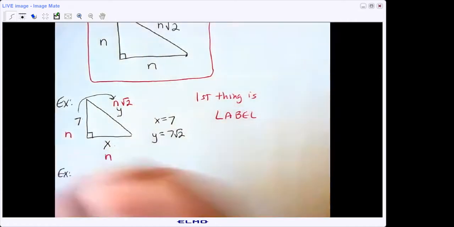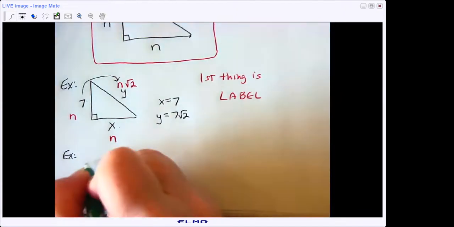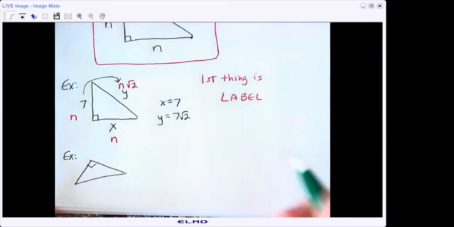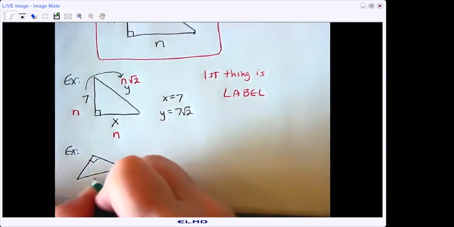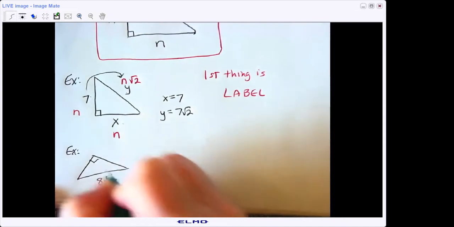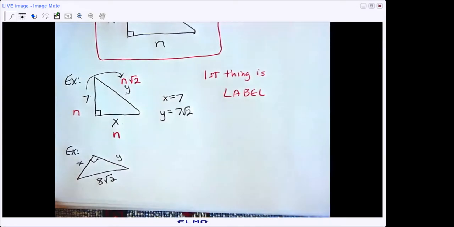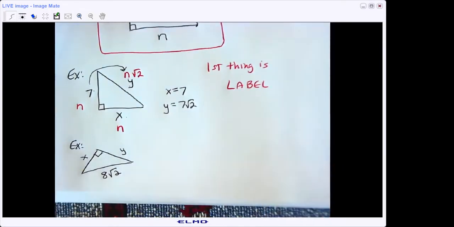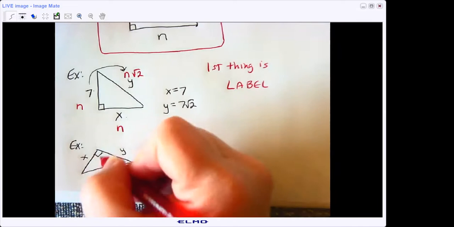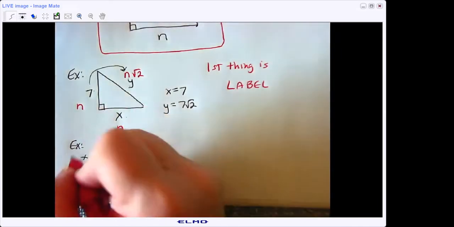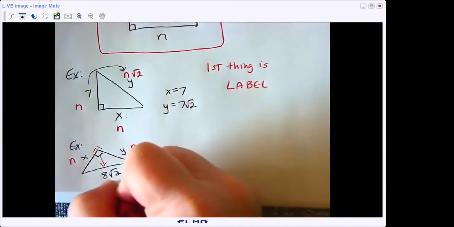Here's a second example. Sometimes they'll flip the triangle on you. Let's call this one 8 root 2, x and y. When they start flipping the triangle on you, you have to understand where the hypotenuse is. The hypotenuse is always opposite the right angle. So these are my legs. We have n, n, and n root 2.